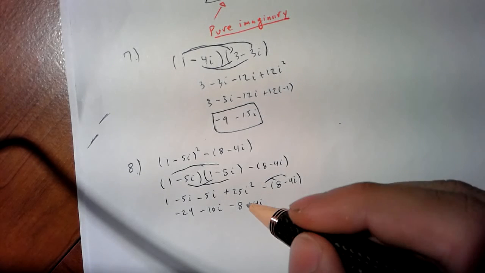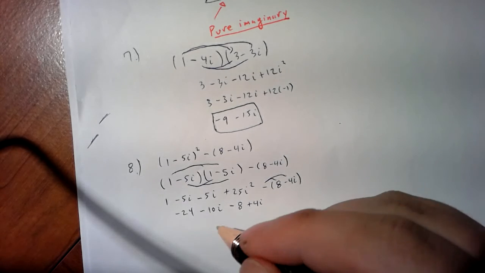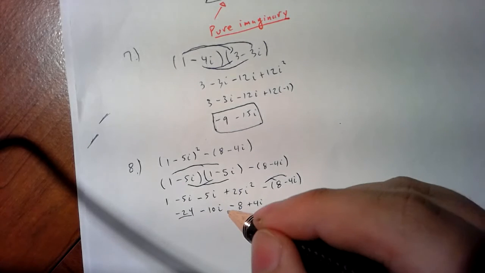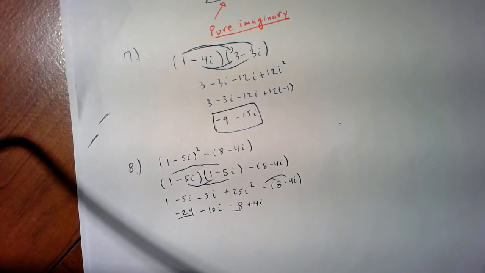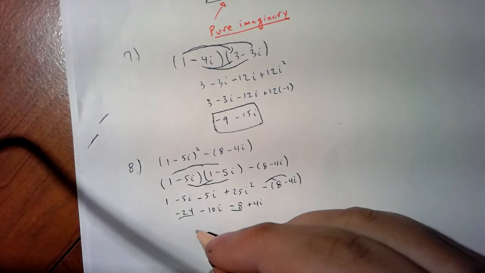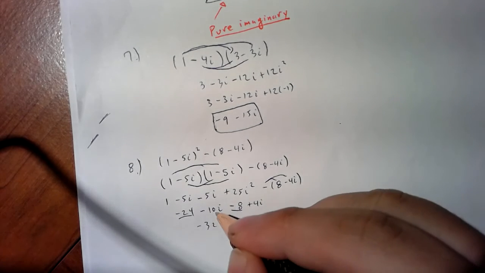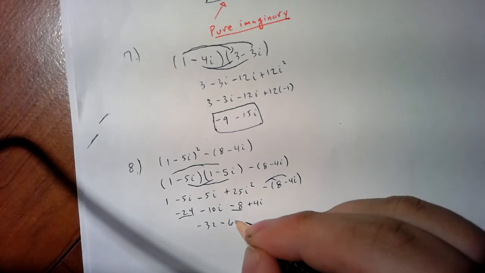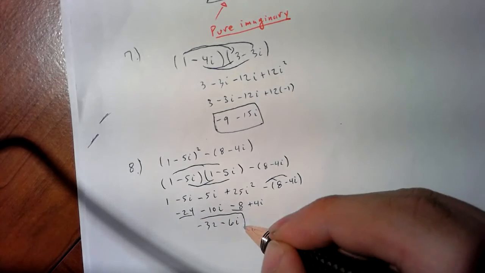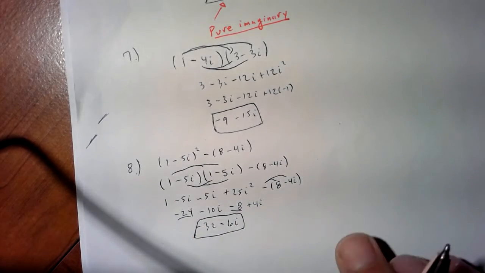Alright, cool. Now we can combine like terms again. So negative 24 and negative 8 gives us negative 32. And then negative 10i plus 4i is negative 6i. And then you'd be done at this point. So there you go, that's question 8. Let me go over here for further questions.